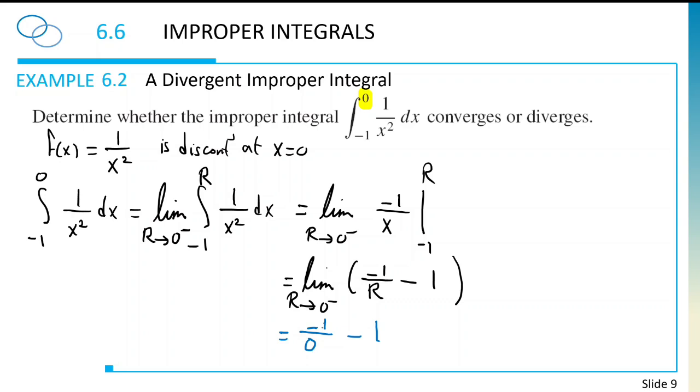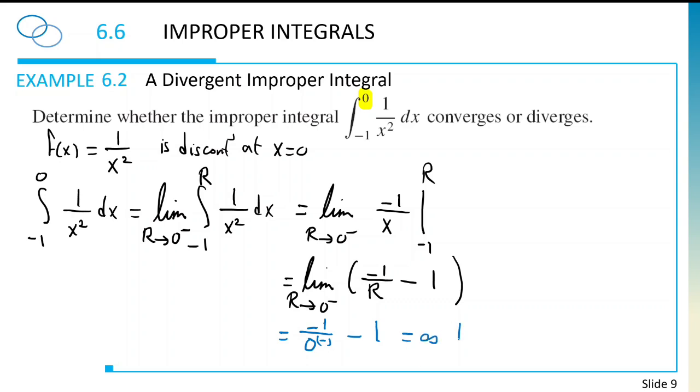But this is over 0 from the left. So this is like a negative value. So -1 over 0, but it's coming from the left. So it's negative over negative. So this is -1 over 0, but from the left. So this is equals to what? Infinity. Minus 1, it's still infinity.